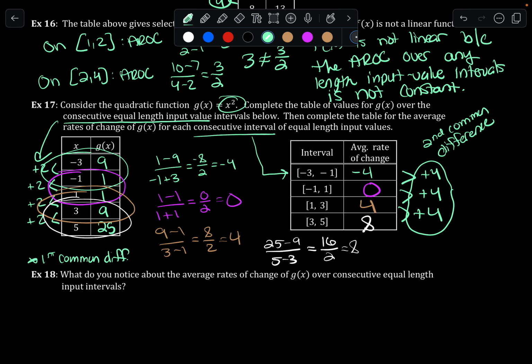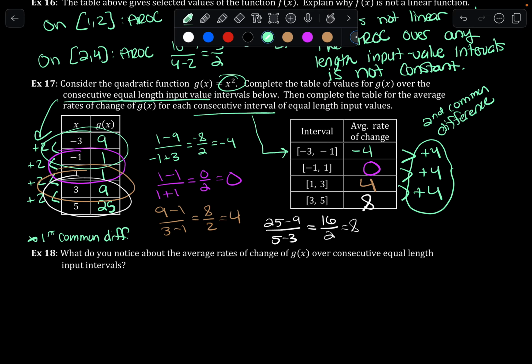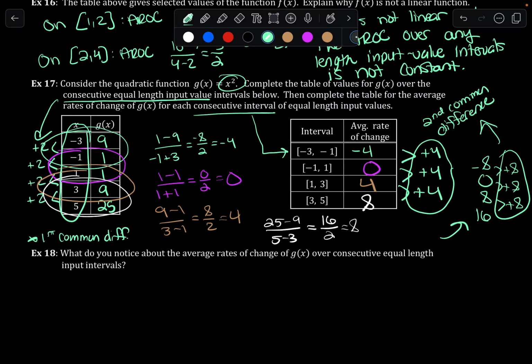Now, this was consecutive equal length input values. So if we were to just use the y values, we would get, what would it be? It would be 1 minus 9, which is -8, 1 minus 1, which is 0, 9 minus 1, which is 8, 25 minus 9, which is 16. So if we look at this, we would have +8, +8, +8. So we would still have a common second difference, all right? And this works because we had consecutive equal length input values. So we could have just went straight to this instead of using the average rate of change. But that's only because the x values were spaced out consistently, okay?